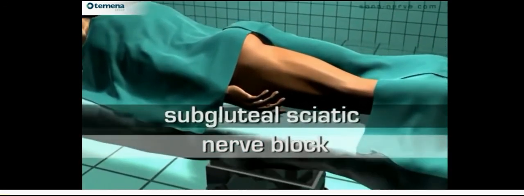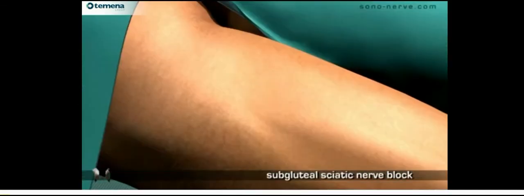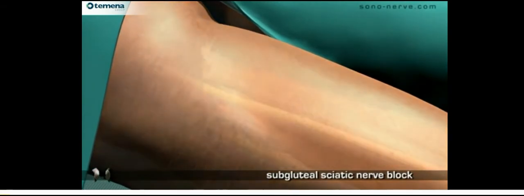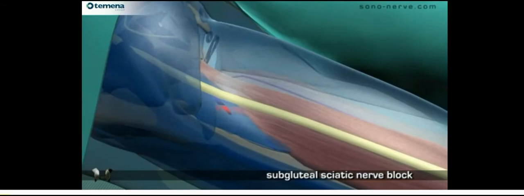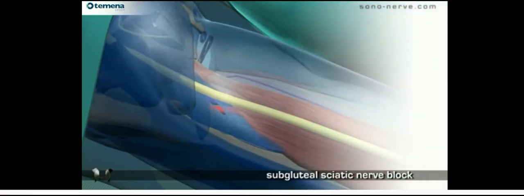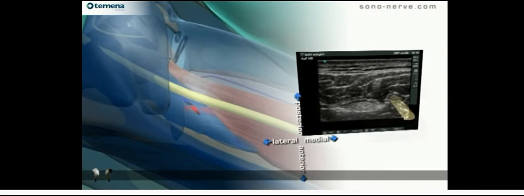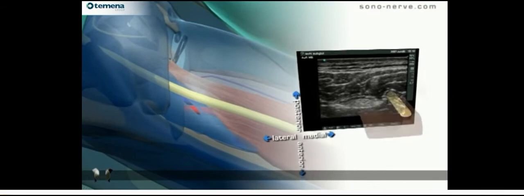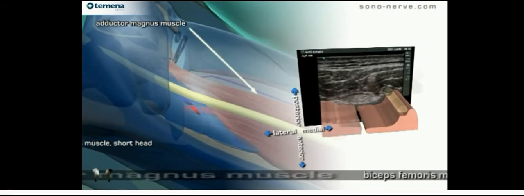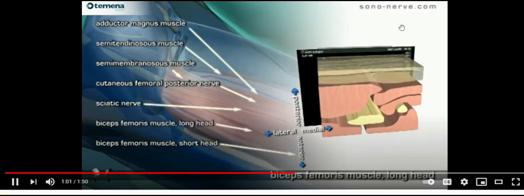For the subgluteal sciatic nerve block, the patient is placed in the prone position. The block is performed just below the gluteal fold, for it is here that the sciatic nerve occupies its most superficial position and is therefore amenable to ultrasonography. The adductor magnus muscle, the short head of the biceps femoris muscle, the sciatic nerve, the long head of the biceps femoris muscle.